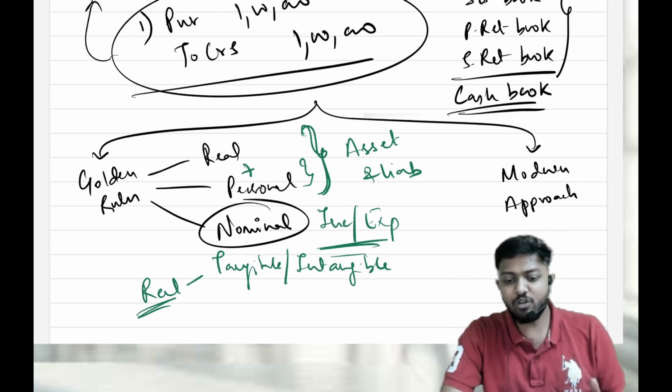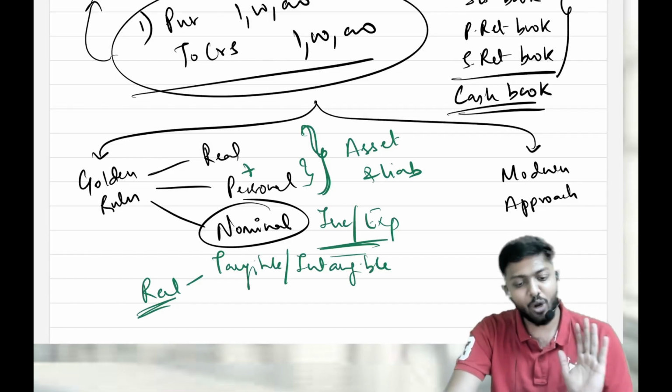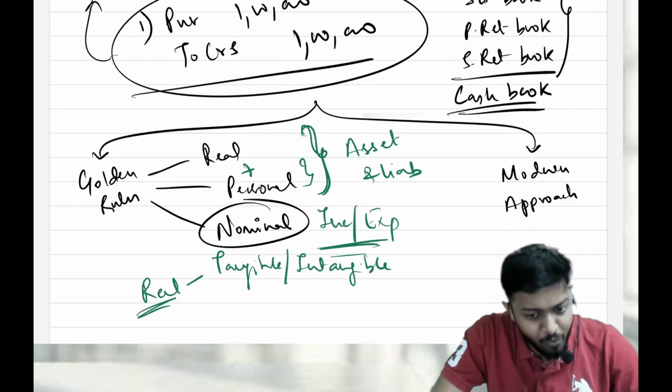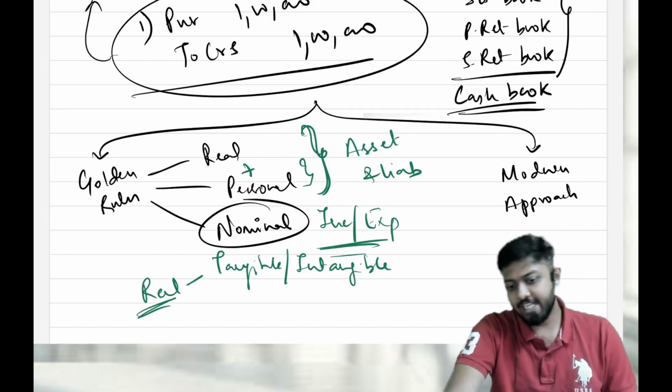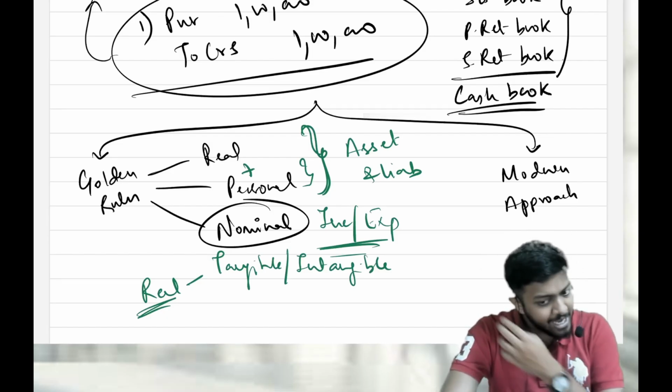Now for these three accounts they have given us three different rules. For real account, debit what comes in and credit what goes out. For personal account, debit the receiver, credit the giver. For nominal account, debit all expenses or losses and credit all income and gains. So these three rules they have given. Using these three rules we can pass journal entries.